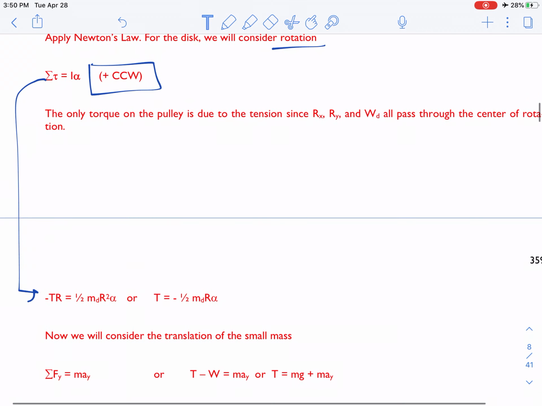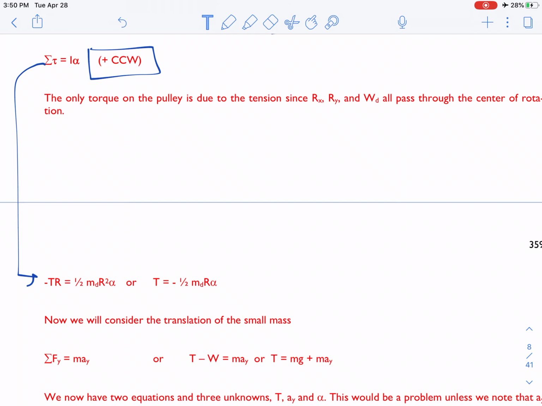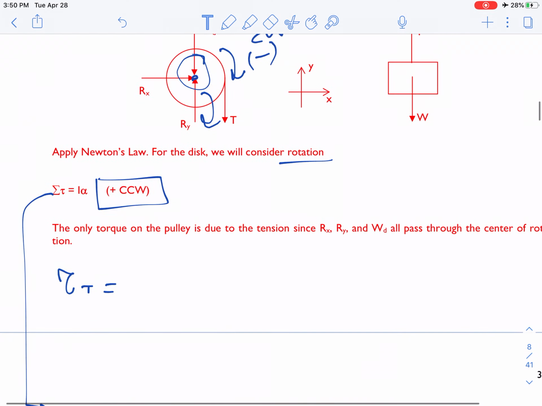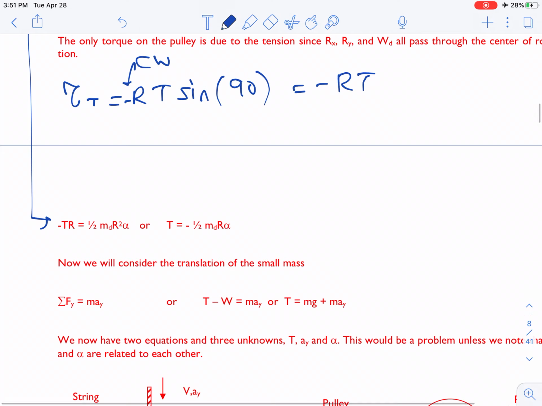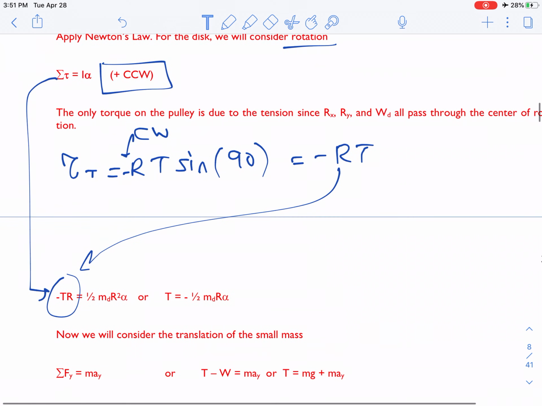So that's why when you write the sum of torque, the torque due to tension is in the form of the radius, or the moment arm, which is from here to there, like this. This is R, so it's going to be R T sine of the angle between these two, which is 90. So it gives you R T, but since this was clockwise, there's a negative sign. So it's going to be negative R T. That's where we get this from. And on the right side, we have I alpha.